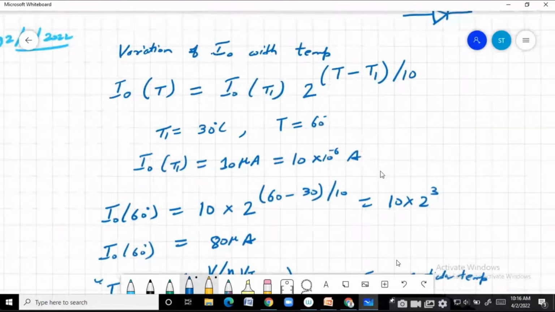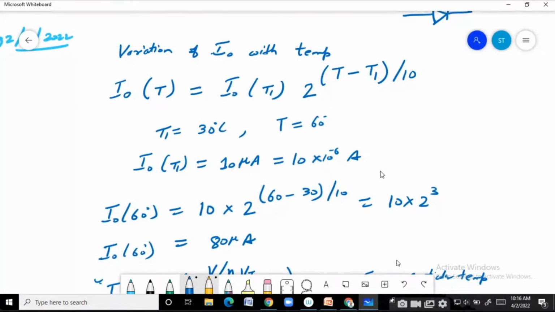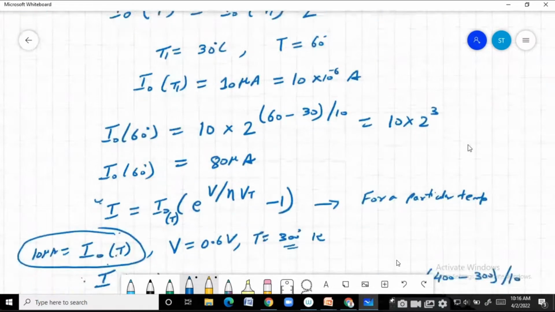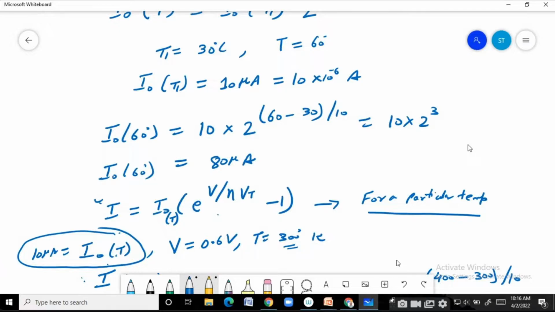What I am saying is that the current in a diode is temperature dependent. Okay, that everybody knows that it is temperature dependent. But whenever we look at a diode current equation, we need to understand that this equation is valid for a particular temperature.